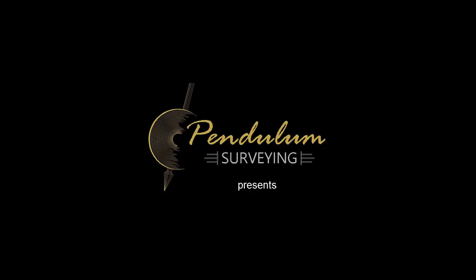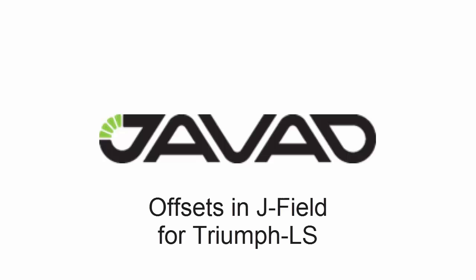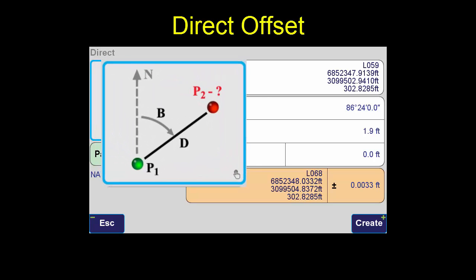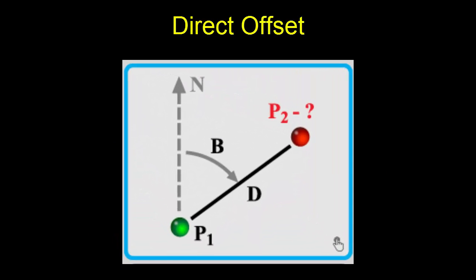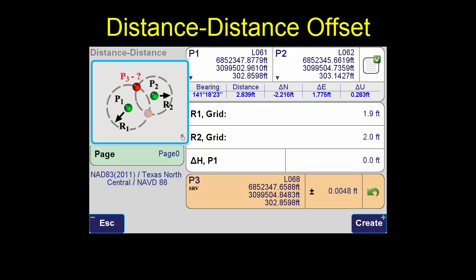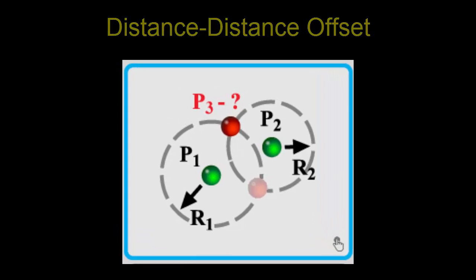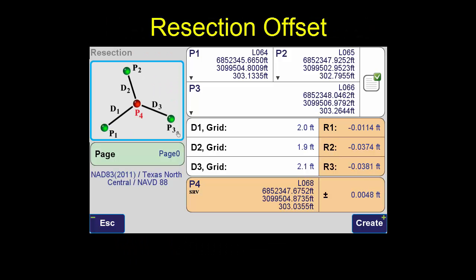Today we'll be talking about offsets in J-field for the Triumph-LS, and we'll be looking at three commonly used offset techniques. First, we'll be looking at direct offset. Then we'll be looking at distance offset. And then finally, we'll look at resection offset.